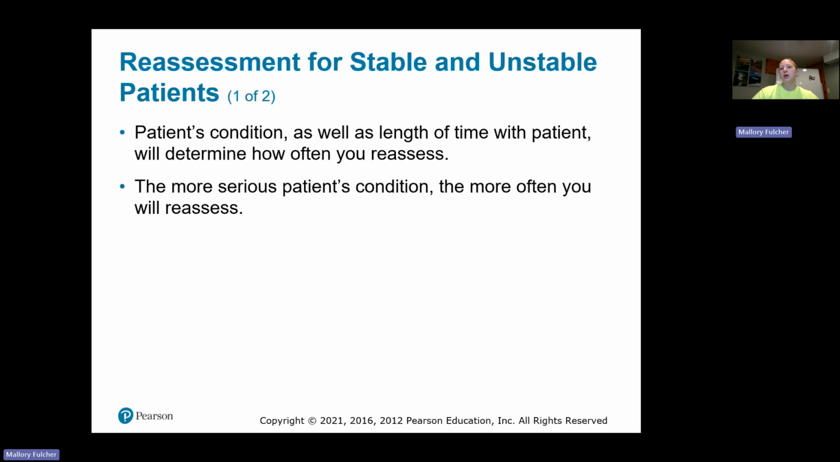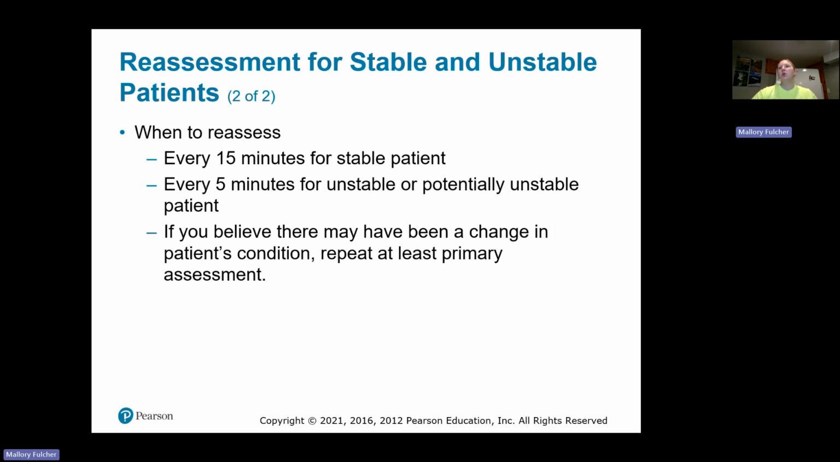Stable versus unstable. When we reassess our patients, we always want to be reassessing them at a certain interval. The book says stable patients we're doing every 15 minutes, unstable patients we're going to do every 5 minutes. I get where they're coming from. It's nice to have a black and white answer as far as when we reassess our patient. We don't want to be taking vital signs on them continuously, right? We'll give their arm a break from the blood pressure cuff.